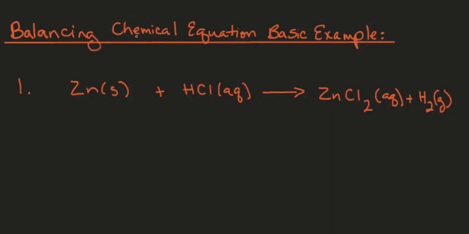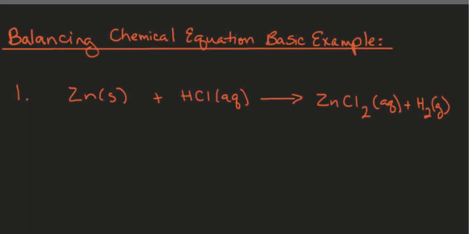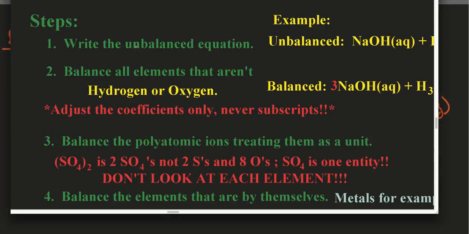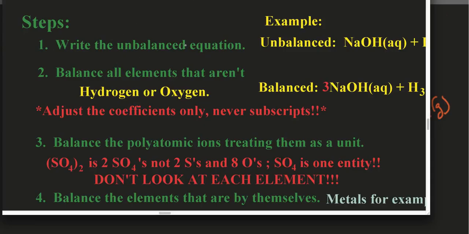Today we're going to look at balancing chemical equations by trying this basic example. Let's do a quick refresher on the guidelines for balancing equations. First we're going to write that unbalanced equation. Let's say you're given the words and you have to convert it into chemical equations. Based on your previous chapters, you should have memorized all your compounds and rules for writing and naming.